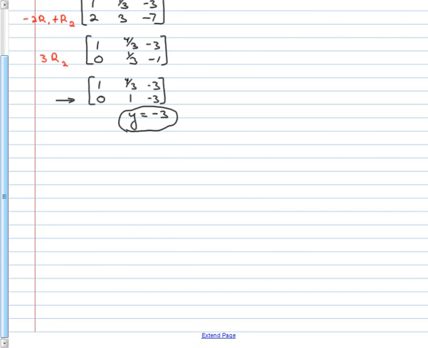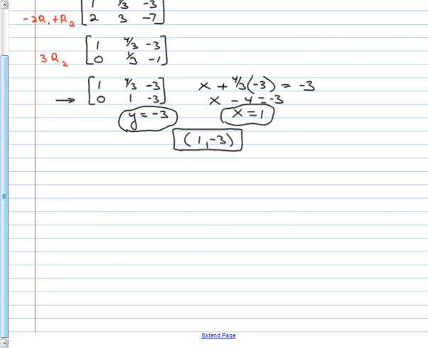We know what y is. And then I can use the top row, 1x plus 4/3 times my y, which is a negative 3, must equal that negative 3. And we can solve for the x. So let's see, multiplying, that would be x minus 4 equals negative 3. Add my 4, x is 1. So if I did it right, 1 comma negative 3 is the solution of this one. 1 comma negative 3, good.